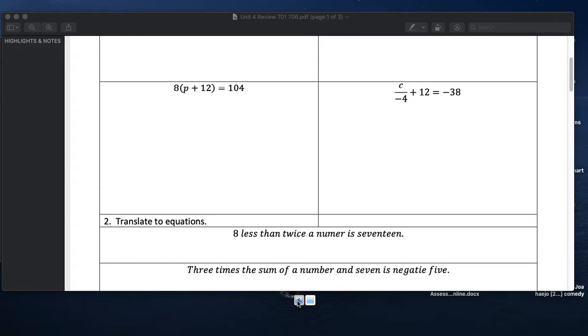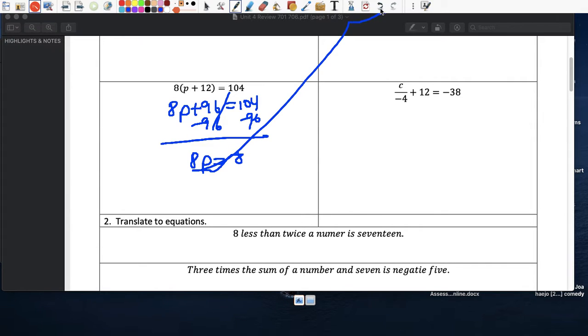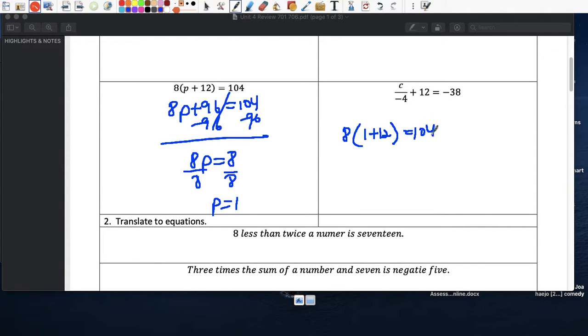So 8p plus 96 equals 104, minus 96 on both sides, right? And 8p equals 8. Divide both sides by 8, and we know p equals 1. So substitute: 8 times 1 plus 12 equals 104. 1 plus 12 is 13, and we're going to multiply that by 8. You'll notice that it does equal 104. So we're good.